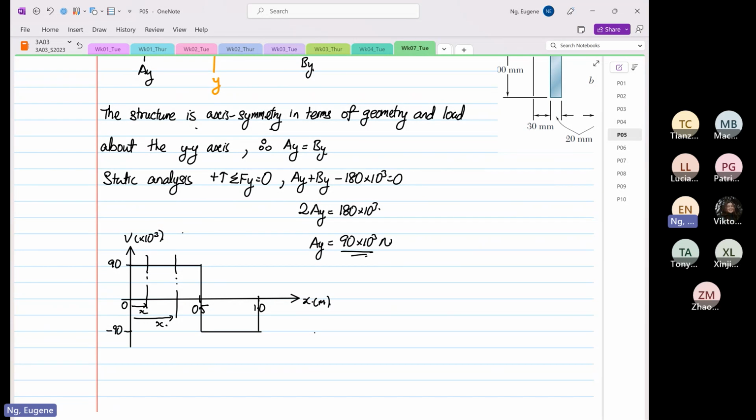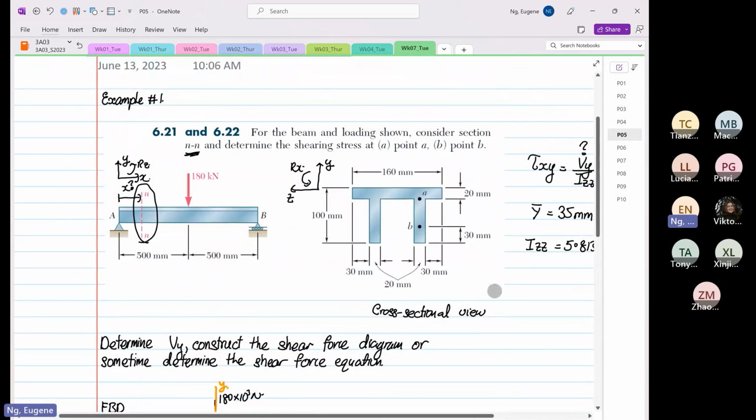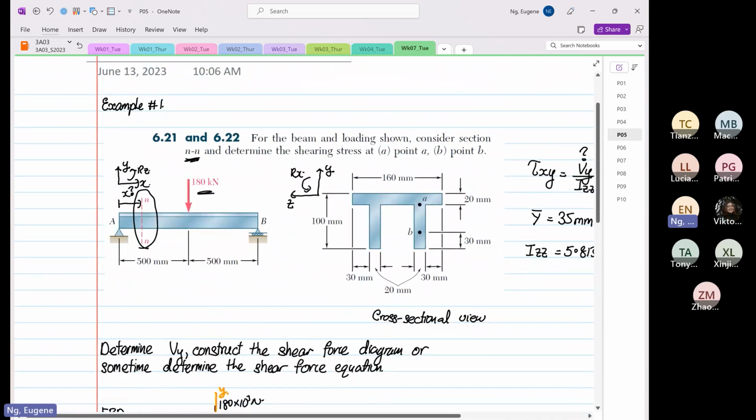Okay, so from here, we know that our V max is equal to our Vy. This will be equal to 90 times 10 to the power 3 Newton. A lot of times throughout my years of teaching, students look at 180 and say, okay, I'm going to put in 180. Don't do that, okay? You just shoot yourself in the foot. It's not equal to 180.